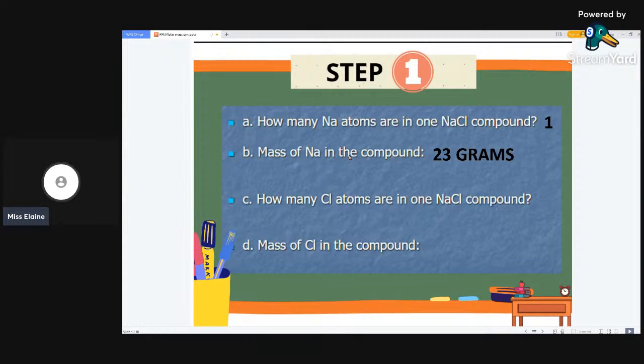So how many chlorine atoms are in one sodium chloride compound? Still one. So the mass of chlorine in the compound is 35.45 grams. If you double check the mass of chlorine, it is actually 35.453, but we only use two decimal places. The digit next to 5 is less than 5, so we don't need to add 1. So it stays 35.45.